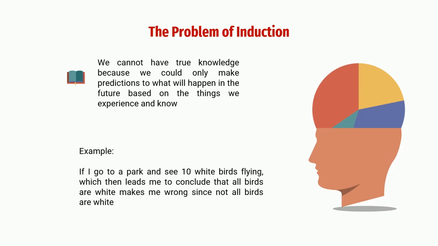Now, based on the different definitions given, we can say that the problem in induction is that we cannot have true knowledge, because we could only make predictions about what will happen in the future based on the things we experience and know. If I go to a park and see 10 white birds flying, which then leads me to conclude that all birds are white, this makes me wrong, since not all birds are white.